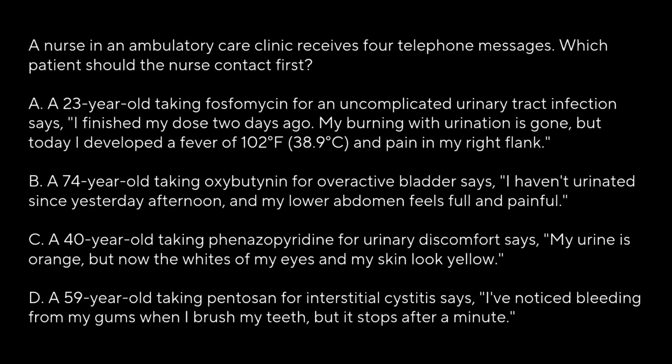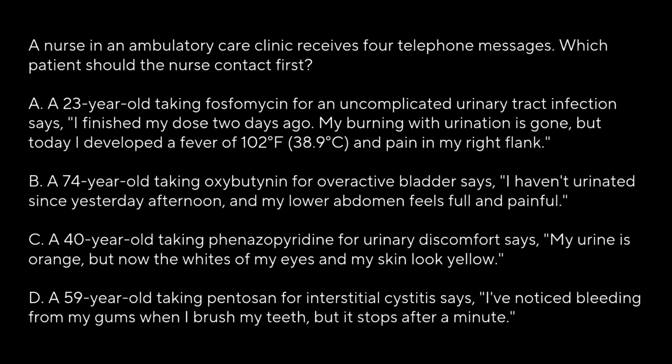In option B, the patient taking Oxybutynin has acute urinary retention, demonstrated by an inability to void for many hours along with a distended, painful bladder. Urinary retention is a serious adverse effect of anticholinergic medications and can rapidly lead to bladder overdistension, severe pain, kidney injury, bladder rupture, and infection. This patient requires immediate assessment and intervention.